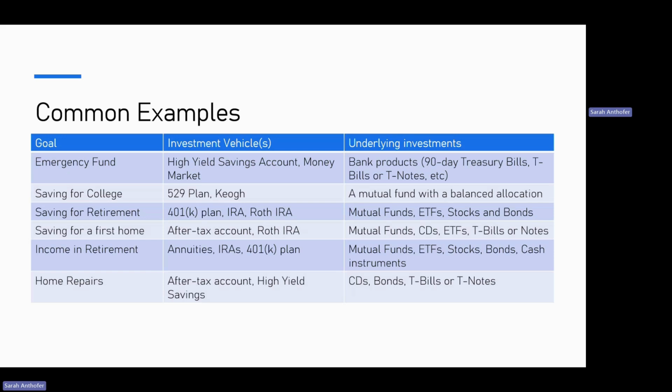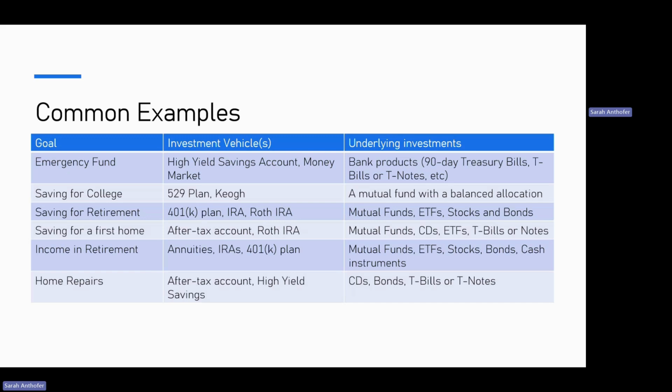If you're looking for income in retirement, you might be looking at something like an annuity, an IRA, or a 401k plan, again, lining up with how much risk you want to take. A lot of times when we start talking about income in retirement, that's where people might need a little bit more support in choosing the investment products that are appropriate for them and helping them really plan out how they're going to do that income.